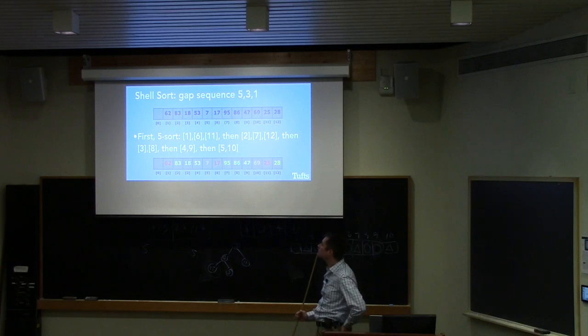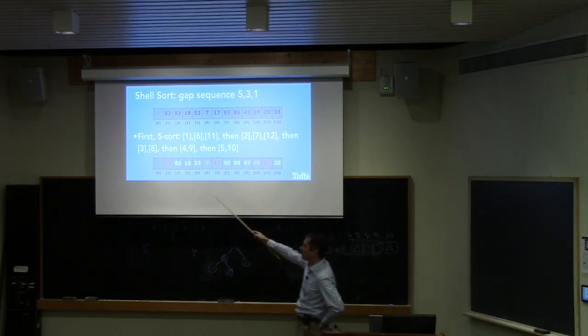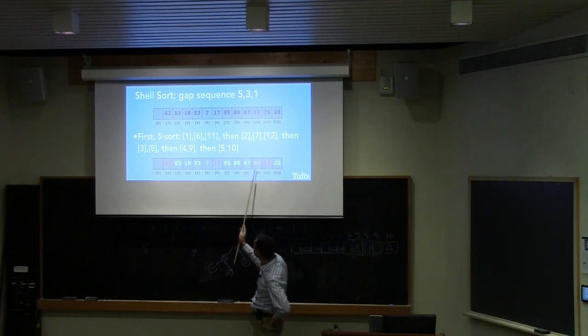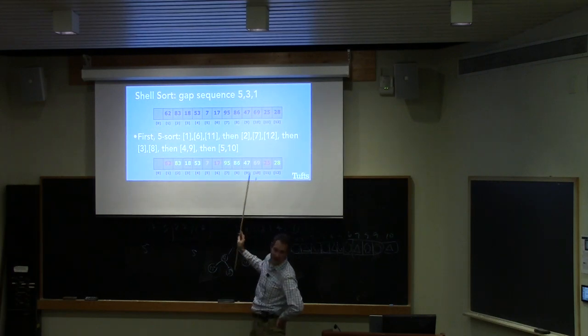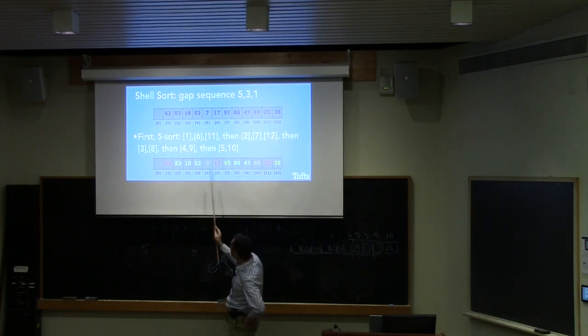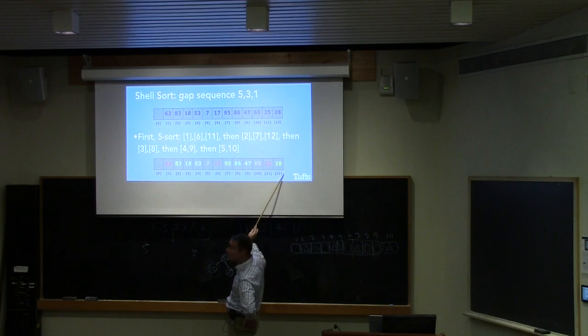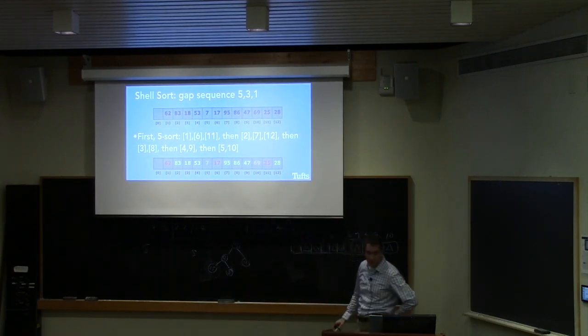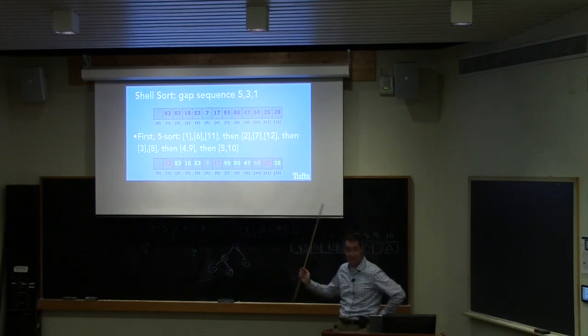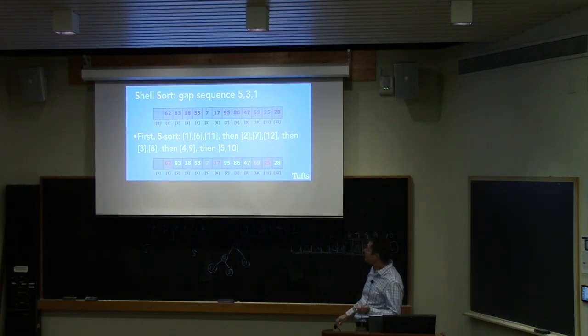Yeah? So when you say 5 sort, do you start at 0? We're going to make it easy to calculate in this case. So it's going to be 1 and 5 and 10. No, sorry, I'm lying to you. 1 and 6 and 11. So add 5. I guess it wouldn't have been any easier. But anyway, 1 and 6 and 11 get sorted. Okay, and then 2 and 7 and 12 get sorted, because they're 5 apart. And 3 and 8, and there's no extra, so those ones get sorted. Okay, so that's the first pass, basically.